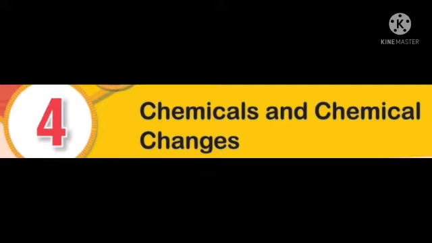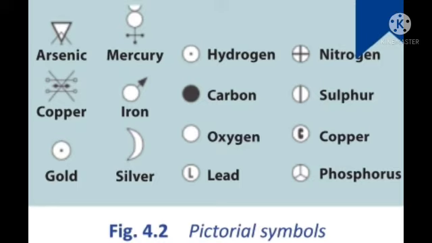Then we have learned about chemical symbols. To write the full name would take much time, so to avoid that, we use symbols, that is, chemical symbols. First they used pictorial symbols. Then Johannes Jacob Berzelius used symbols from the English alphabet. There we have seen some important features.